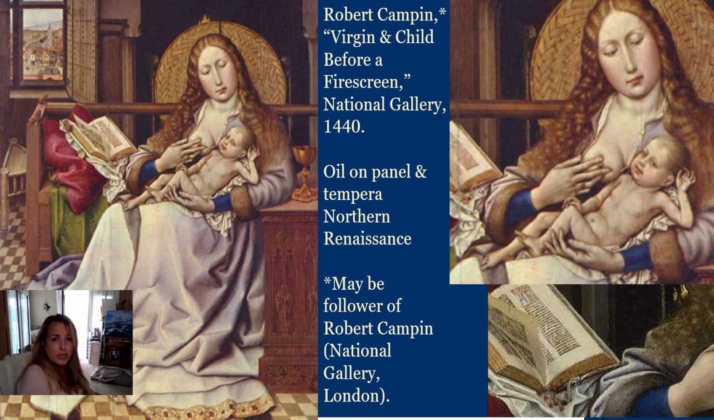Robert Campin, Virgin and Child before a fire screen. This is at the National Gallery. So here again, you see a very humble Virgin. She actually has this straw halo. It's not gold, it's not lavish. You still have the Flemish town in the background that even includes a church as well. And you still have the book that is kind of held with pure cloth as well.